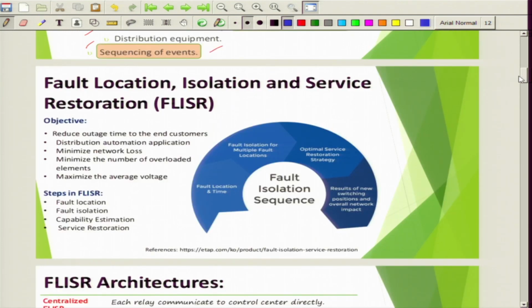So, fault location, isolation and service restoration. The objectives are to reduce outage time to the end customers, a distribution automation application, and to minimize the network losses. As we have mentioned, you do not want the customers to suffer for a long time without any power supply for any reason. If you reduce the outage time, that's what the customers want. The reliability should be very high, and network loss should be minimized.